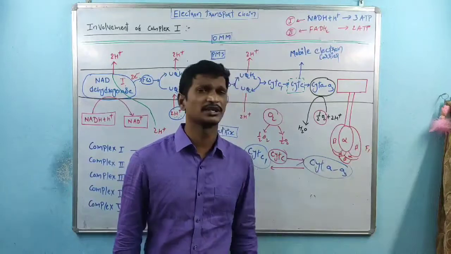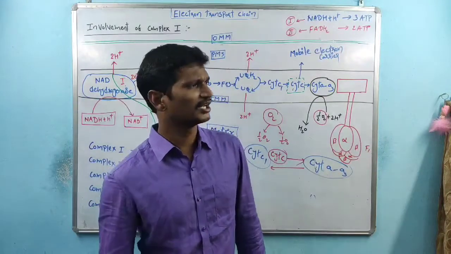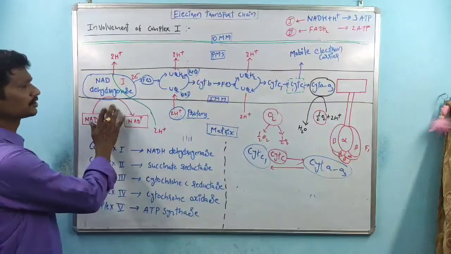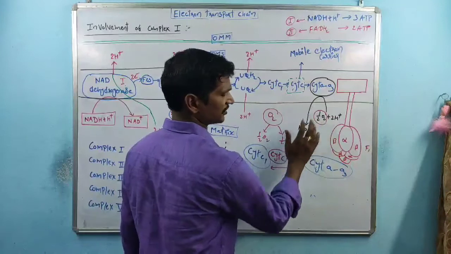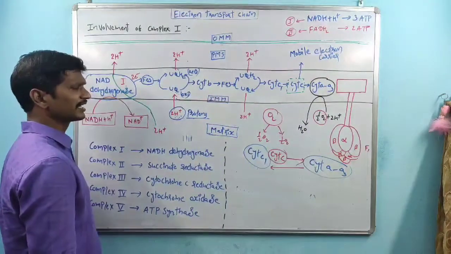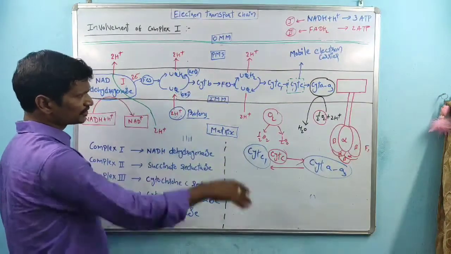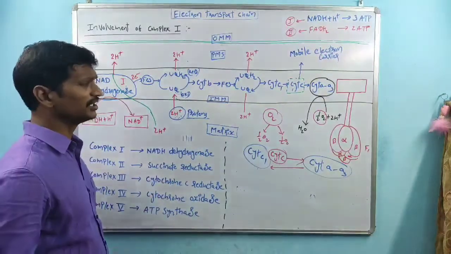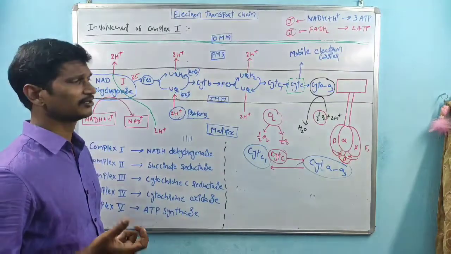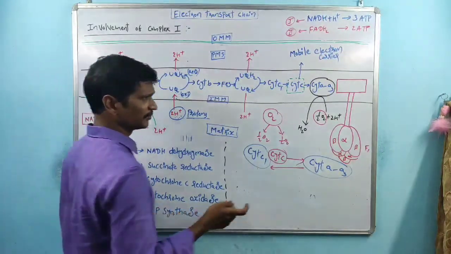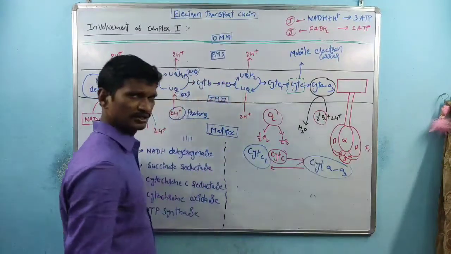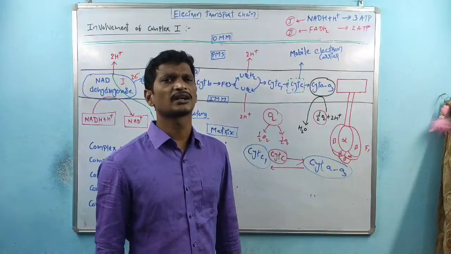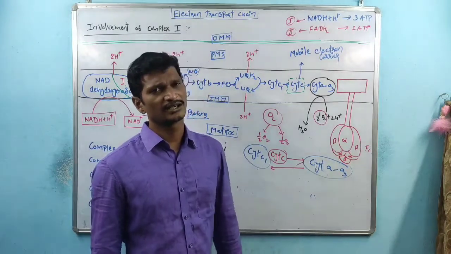That's the reason why it forms the water molecule. Within the electron transport chain, the electrons are transported from low redox potential to high redox potential. Which one is the strong electron acceptor within the electron transport chain? Remember, this is half O2, molecular oxygen. Molecular oxygen is the strong electron acceptor within the electron transport chain.